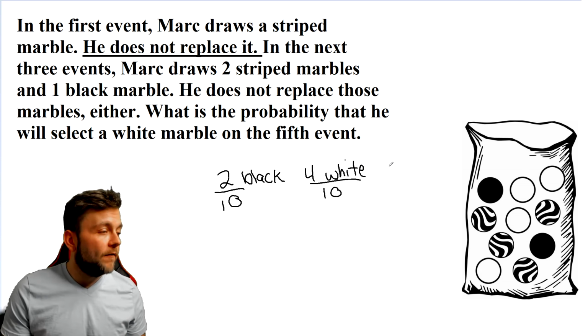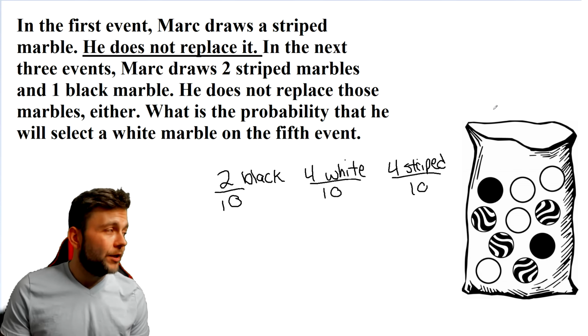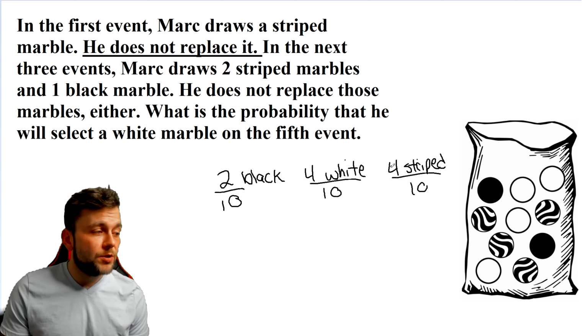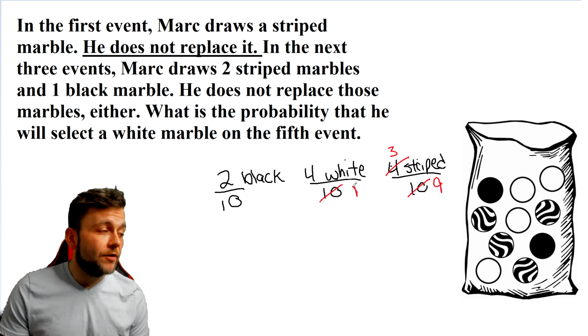And we have 4 striped marbles. And that is also out of 10. Now let's reread this problem. In the first event, Mark draws a striped marble. So that means that we got rid of one of these. And now this is down to 9. And this is also down to 9. We've thrown out the marble, okay?